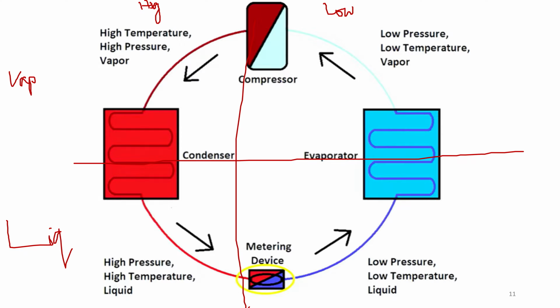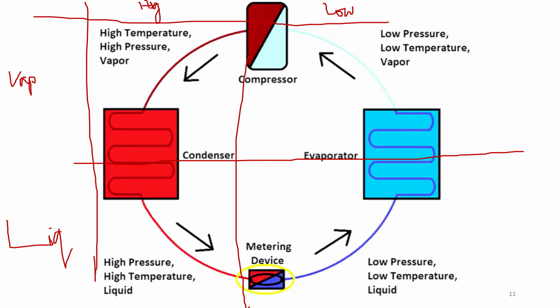Now I'm dividing this into quadrants. So now you can easily understand the 4 phases. This is the high pressure, high temperature vapor zone. This is the low pressure, low temperature vapor zone. This is the high pressure, high temperature liquid zone, and this is the low pressure, low temperature liquid zone.